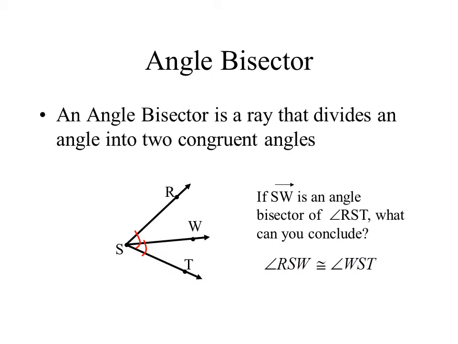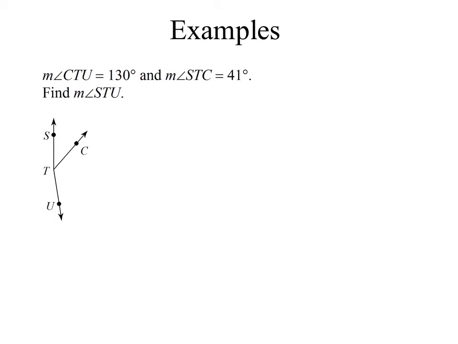So I know that angle RSW must be congruent to angle WST. All right, let's take a look at how we're going to use all of this information. And you can see why vocabulary is so important in geometry, because if you don't understand what the words mean, then you can't solve the problem. All right, so here's a problem that they give us.